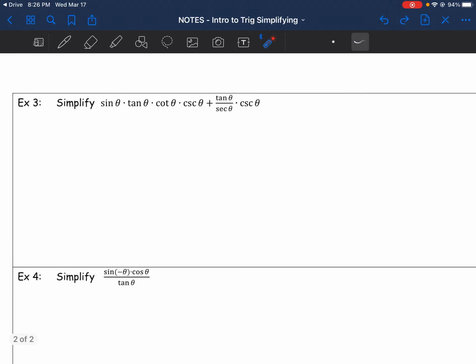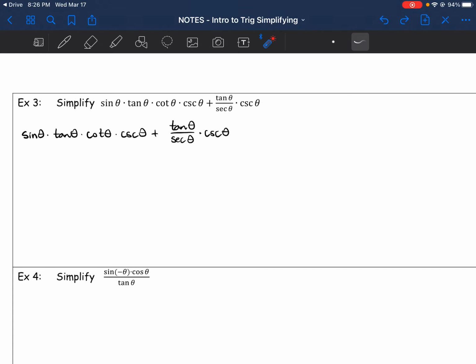Some of them might. This one, as crazy as it looks, I remember being pretty simple. All right, so we want to simplify sine of theta times tangent of theta times cotangent of theta times cosecant of theta plus tangent of theta over secant of theta times cosecant theta. Well, as crazy as it looks, let's take the same approach.